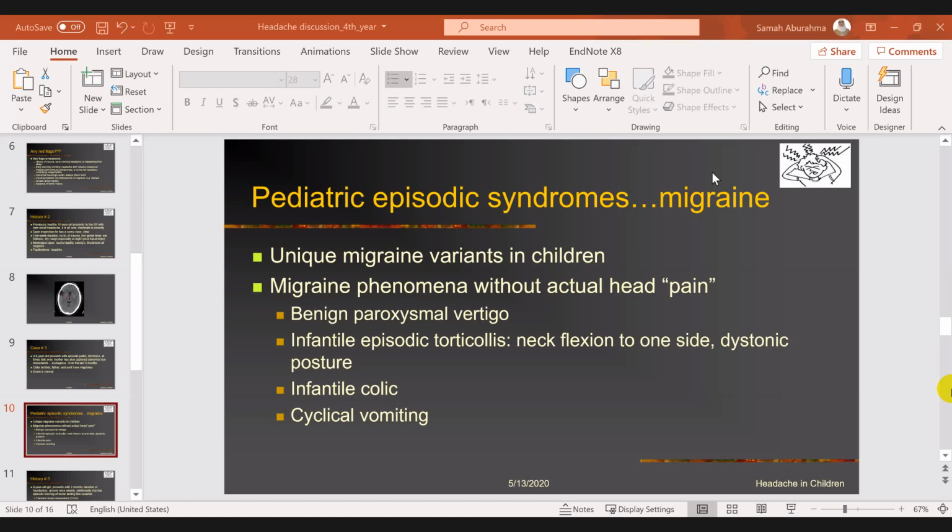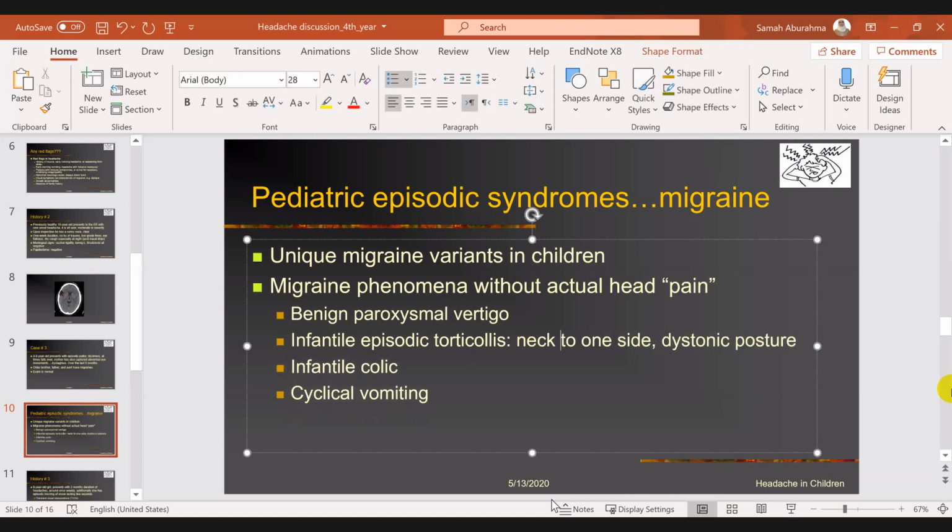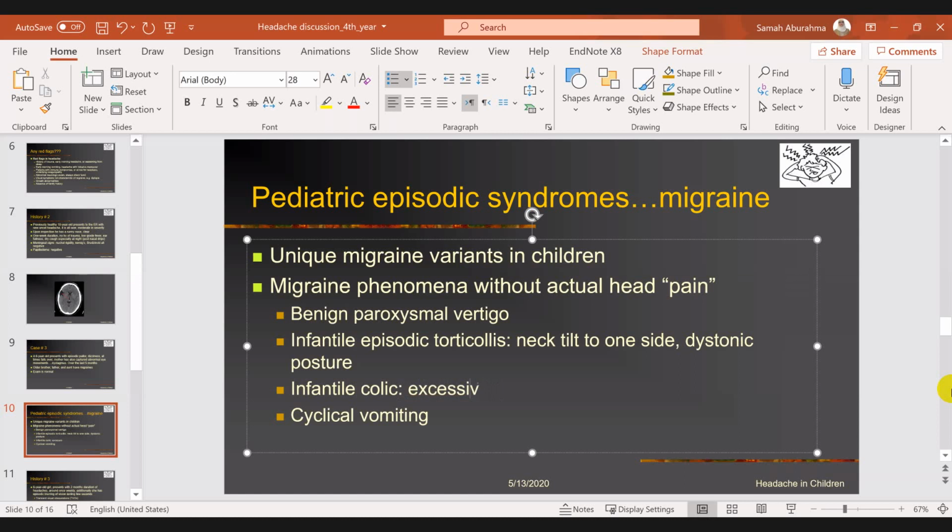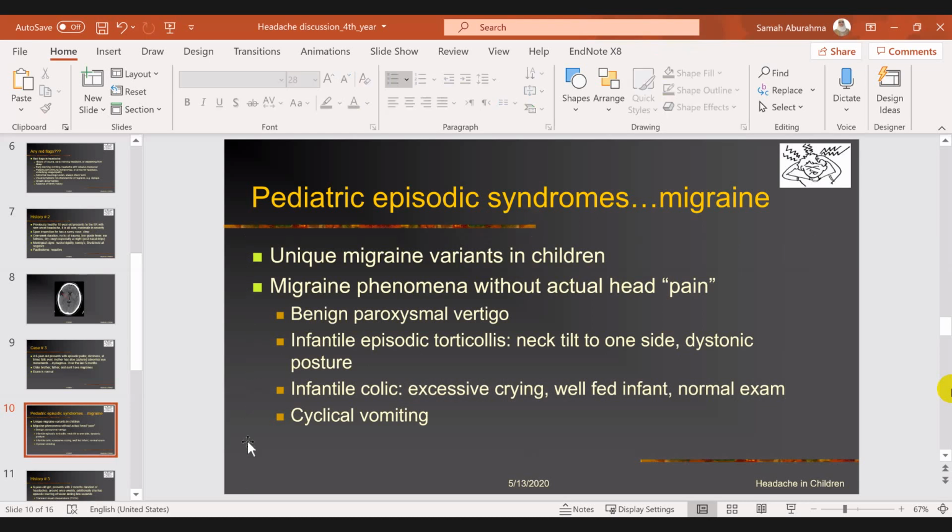Head tilt. Okay, head tilt, that's a good expression. Head tilt to one side, okay? And infantile colic, meaning excessive crying. A well-fed infant, normal exam, okay? Excessive crying. This is what we call infantile colic. Okay? Any questions so far?